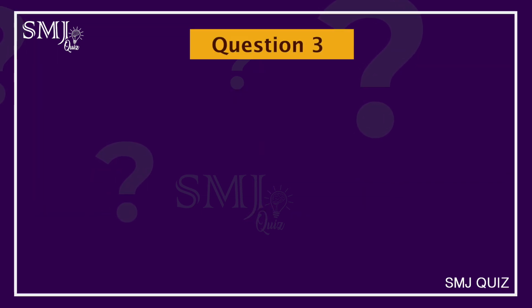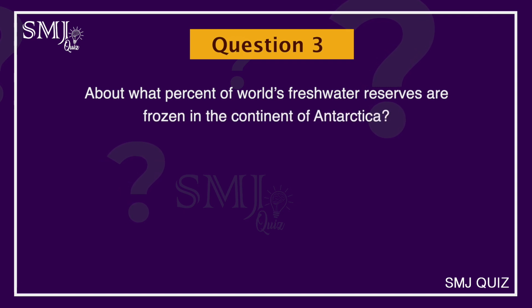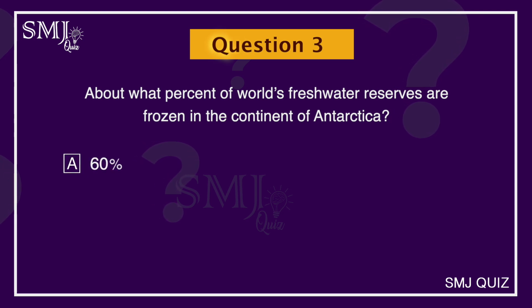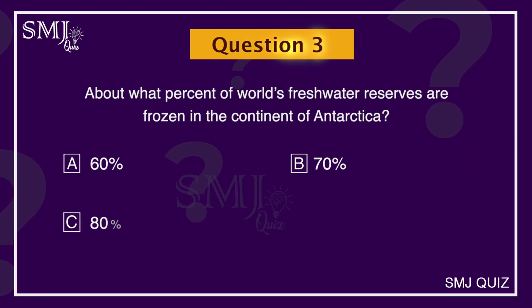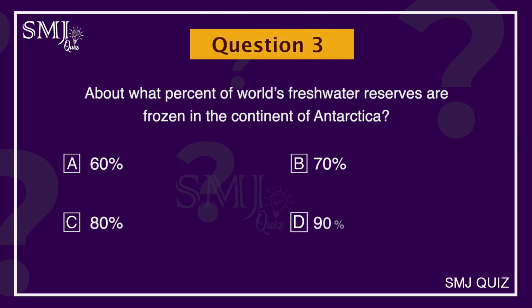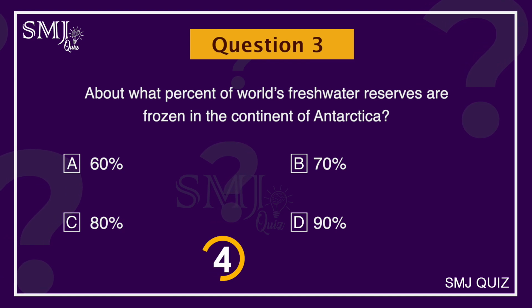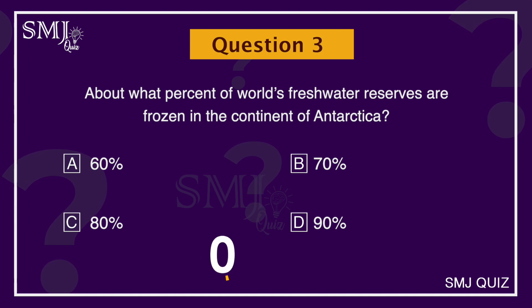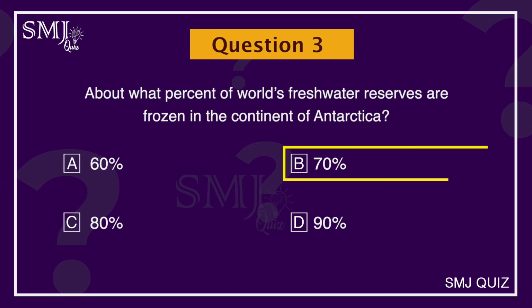Question 3. About what percent of the world's freshwater reserves are frozen in the continent of Antarctica? A. 60%, B. 70%, C. 80%, D. 90%. The answer is B. 70%.